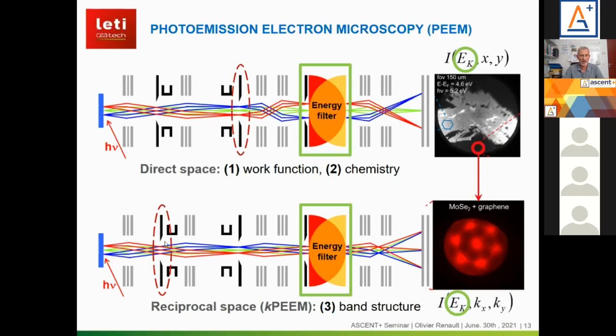So in reciprocal space, for performing band structure imaging, you are imaging the angles of the electrons, as opposed to direct space where you image the positions. By switching from one zone to the other, you can reconstruct a band structure image of a specific area with a very good control over the area selected, because you have this easy switch between both modes.